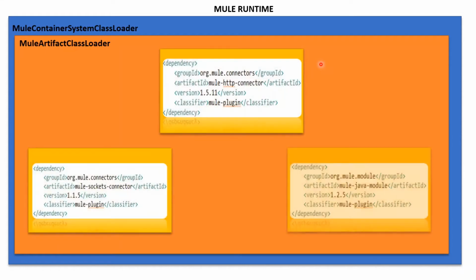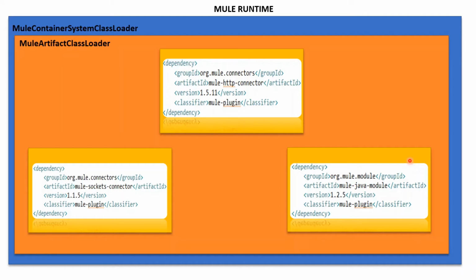So for example, if you have an HTTP connector, it is loaded by the artifact class loader. If we have a sockets connector module, it is again loaded by another instance of class loader. And if you have a Java module, it is again loaded by another instance of artifact class loader. So this promotes isolation, so all the transitive dependencies used by the connectors remain intact and are not overridden. In this way, the Mule runtime uses the class loading isolation to remove any unexpected behaviors.